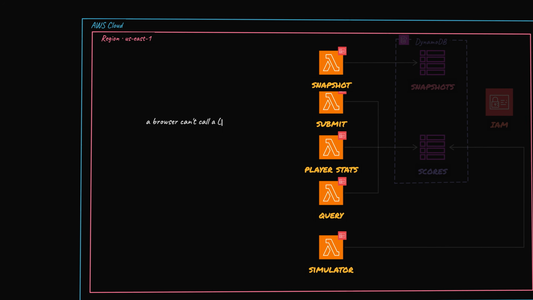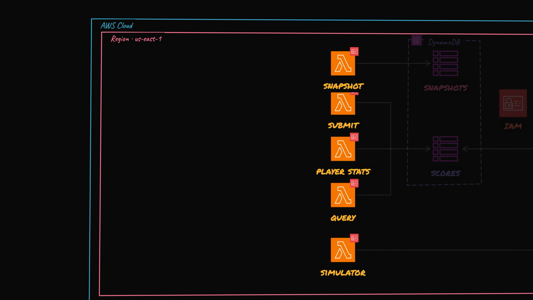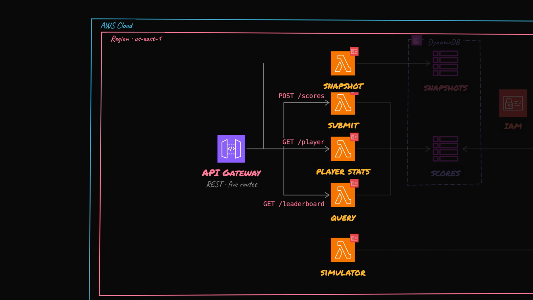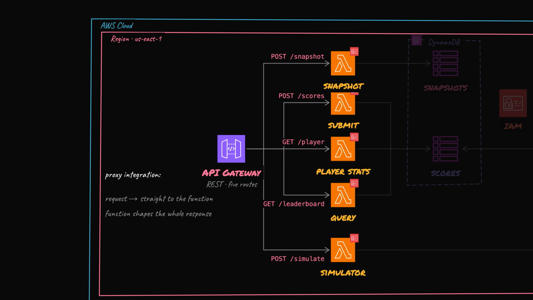5 functions, but a browser can't call a Lambda directly, so we put Amazon API Gateway in front. A REST API with 5 routes: submit a score, read the board, check a player, take a snapshot, run the simulator. Each route uses proxy integration. The whole HTTP request goes straight to the function, and the function shapes the whole response. And every route allows CORS, cross-origin requests, because our dashboard will live at a different address than the API, and browsers block that unless the API explicitly allows it. Deploy it to a production stage, and the whole backend sits behind one public URL.